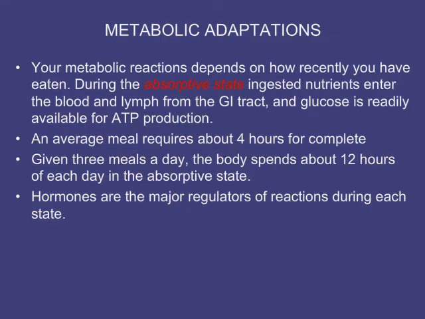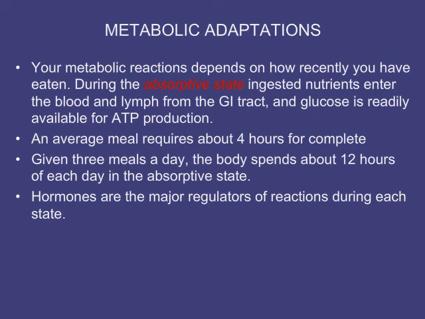So now that we've completed our overview of the different types of interconversions that can happen with proteins, carbohydrates, and fats, we're going to look at the metabolic adaptations that allow our body to maintain adequate levels of glucose in the bloodstream when we're eating and when we're fasting. We call these states the absorptive and post-absorptive states.